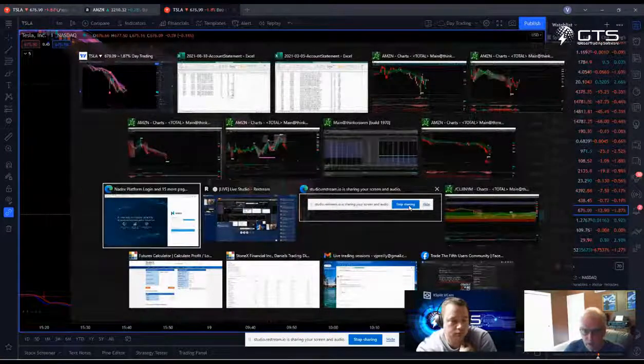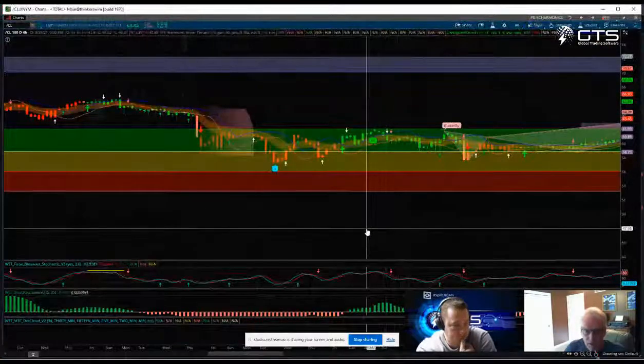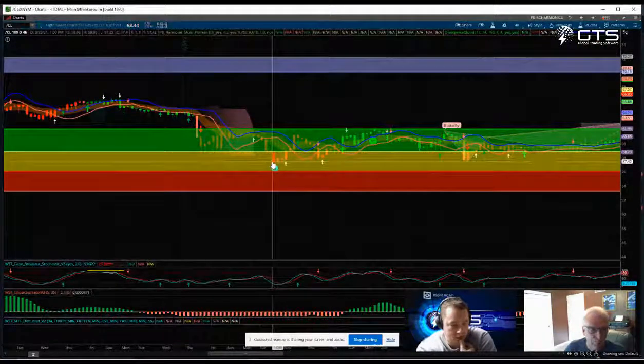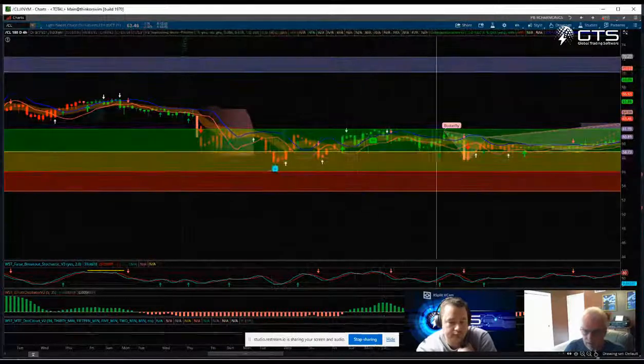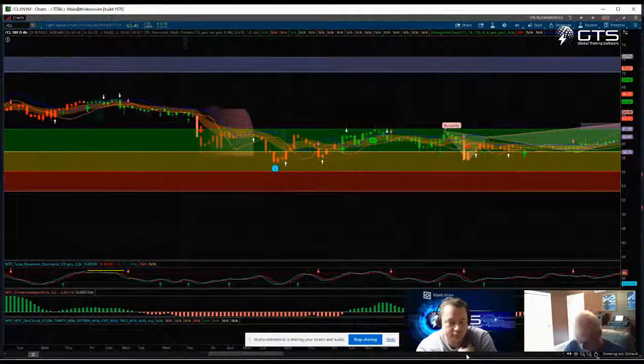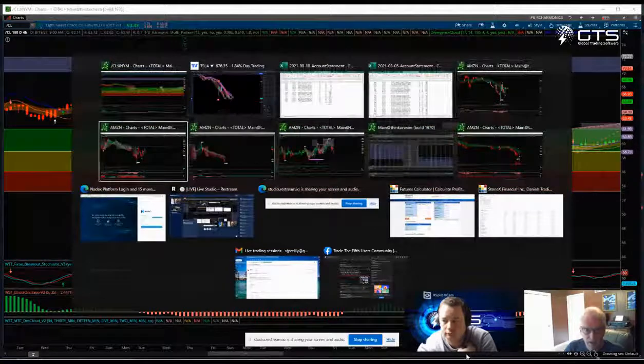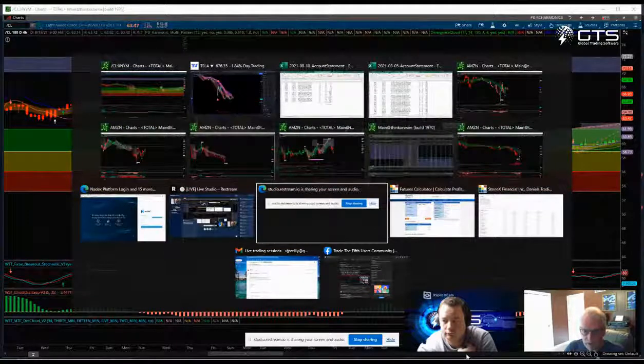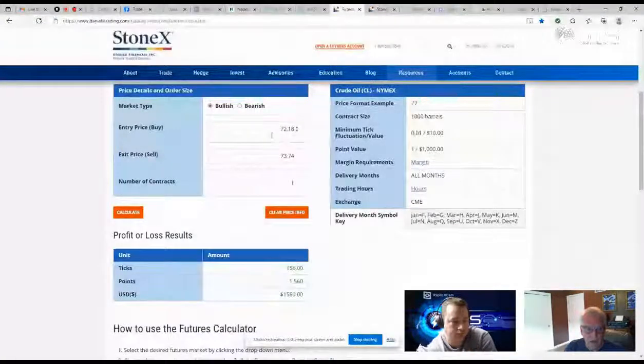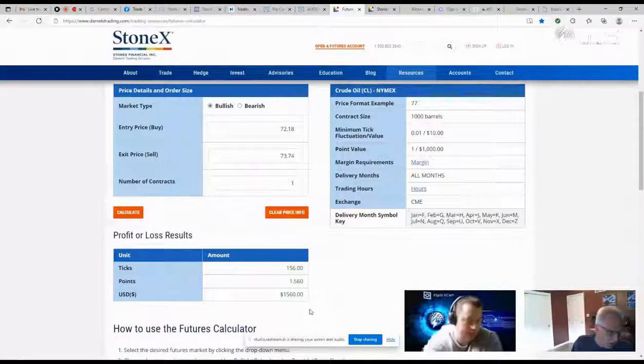I pulled up oil, and I see in this room that they trade oil. Even in oil, I can't trade it, but I calculated it yesterday. Let me see if I can find it. So I calculated the entry point on that crude oil, and the exit that I took on just one contract was $1,560.